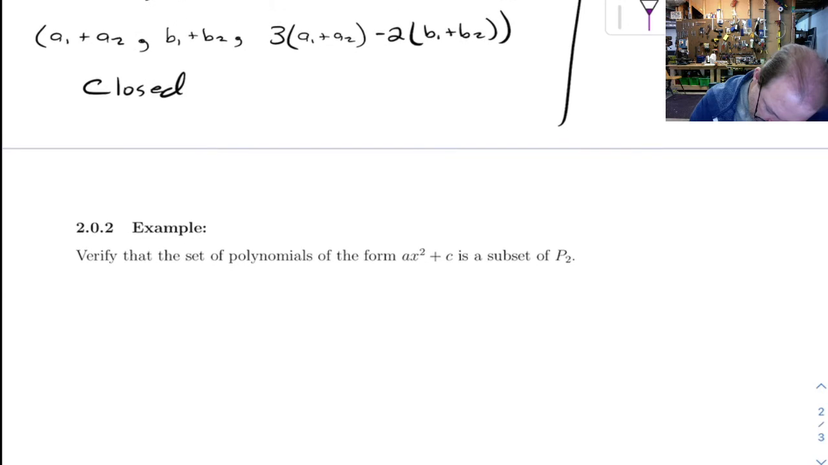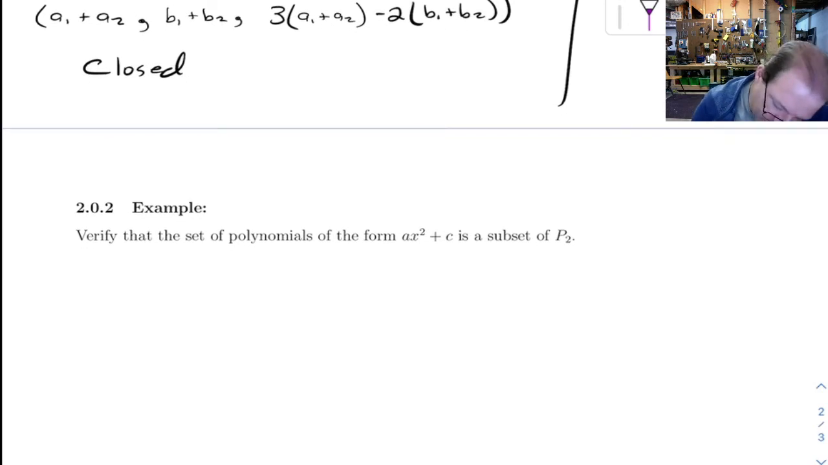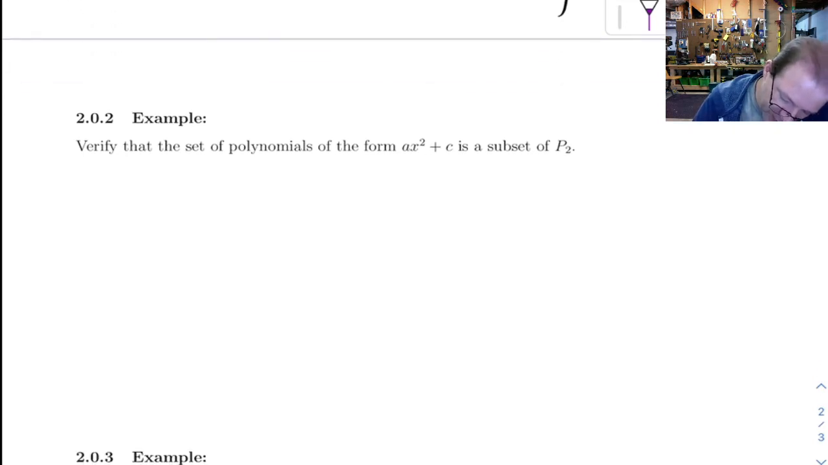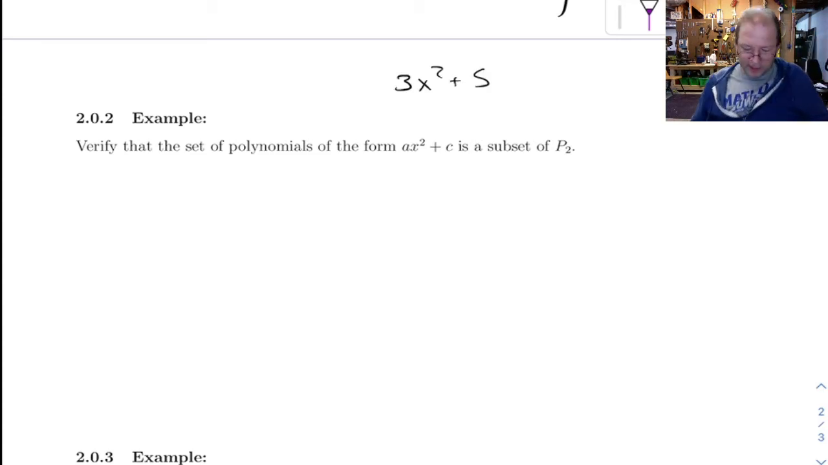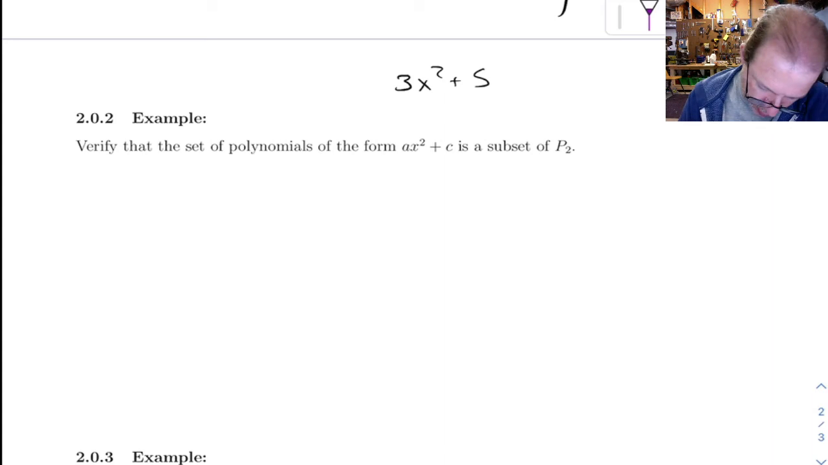All right, let's look at one more. Verify that the set of polynomials of this form is a subset of P2. Now remember, P2 is the set of polynomials with degree at most 2. And these are just certain polynomials, things like 3x squared plus 5. Basically stuff with a 0 for the coefficient of x.